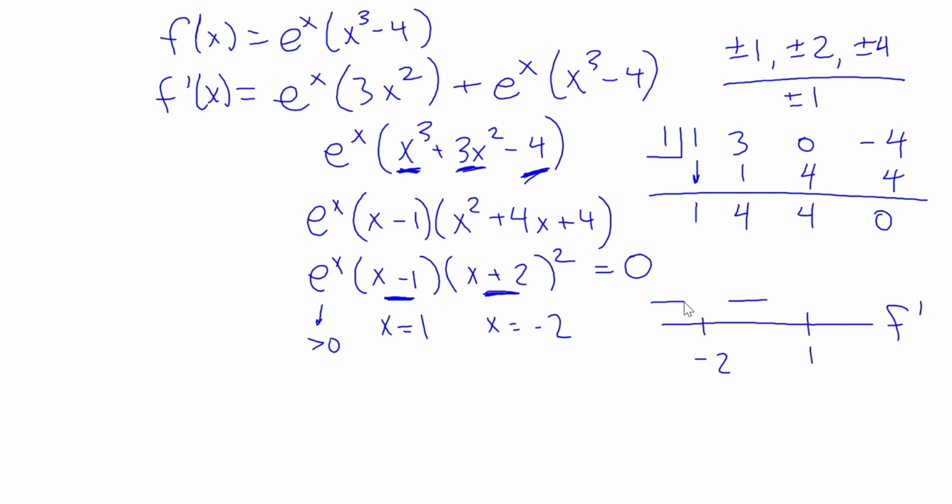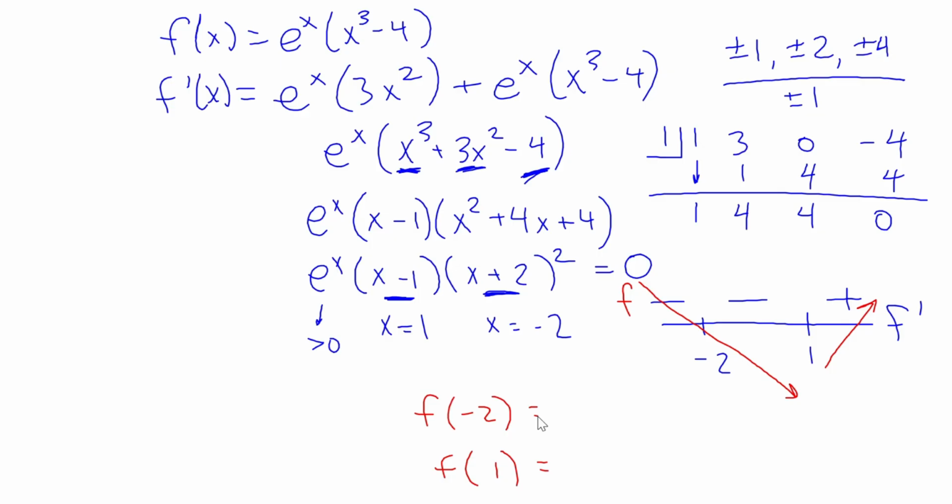If we plug in something more than 1, like 1,000,000, we end up with all three of those terms being positive, so the function increases. So we could say that f is decreasing, and then f is increasing. So we do need to find the values here of f of negative 2 and f of 1, just so we've got those to plot on our graph.